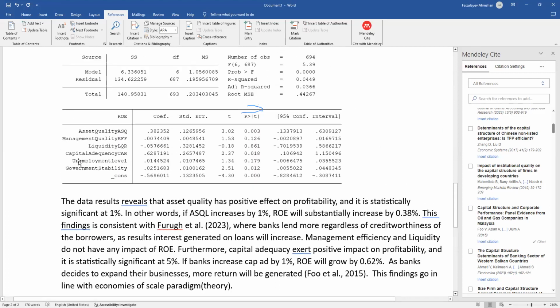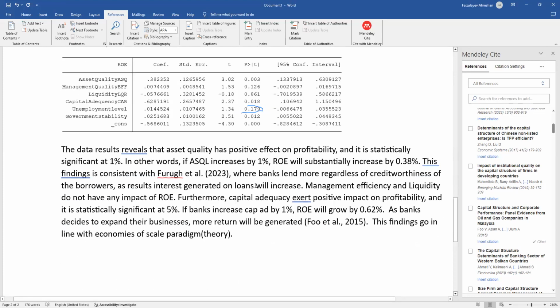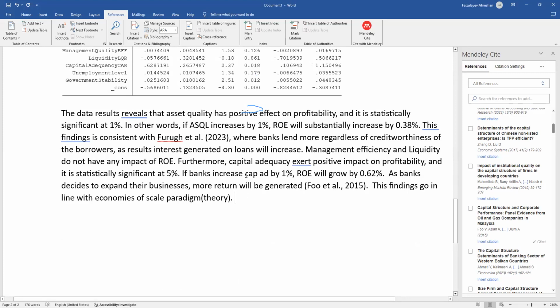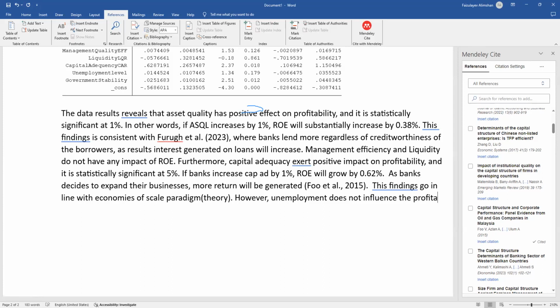Then we move further. Unemployment, coming to the macroeconomic data, we can see it doesn't have any impact, okay? However, unemployment does not influence profitability.